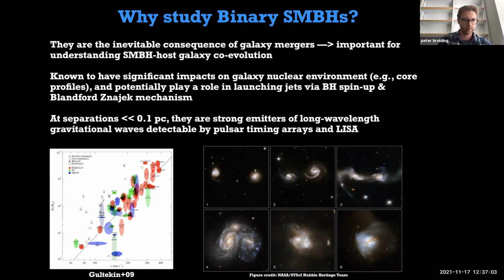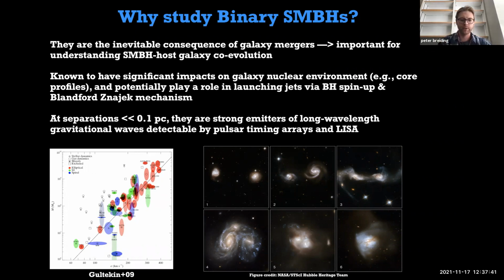On the bottom left, I'm showing the famed M sigma relation, where there appears to be a correlation between the black hole mass in galaxies and the stellar velocity dispersion of the bulge stars in the galaxy. This is weird because the bulge is well beyond the gravitational sphere of influence of the black hole by many orders of magnitude. There are various other host galaxy properties that correlate with black hole mass, including the bulge luminosity and mass and other things. So we don't fully understand how this M sigma relation came about.